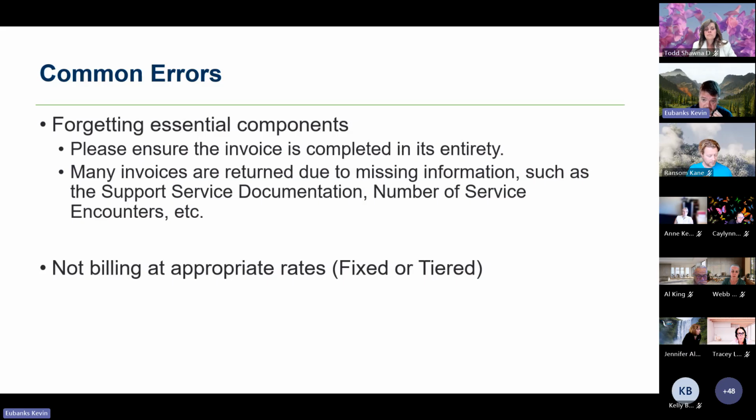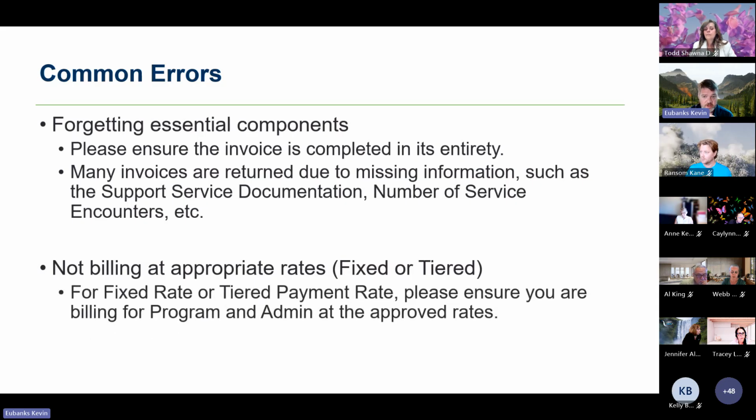Another error that we see from time to time is not billing at appropriate rates if you have a fixed or tiered payment contract. So if you have fixed or tiered payment rates, please ensure that you're billing for program and admin at the approved rates. We do know the last month there typically is a little bit of variance, shifting a few cents from program to admin or vice versa, so that you completely get paid out in your full contracted amount. So just be sure that you're following that to prevent payment errors or underages, overages, things of that nature.